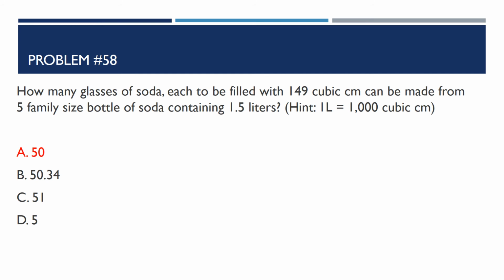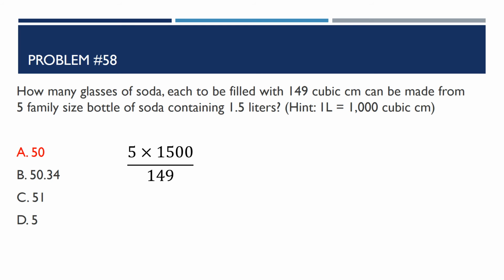So how do we get 50? So let me show you the solution. So we have 5, that's the 5 family size bottles of soda, times 1500. So where do you get that? It's coming from the 1.5 liters. Since it's given that per liter it's 1000 cubic centimeters, we multiply 1.5 by 1000. So that's why it's 1500.